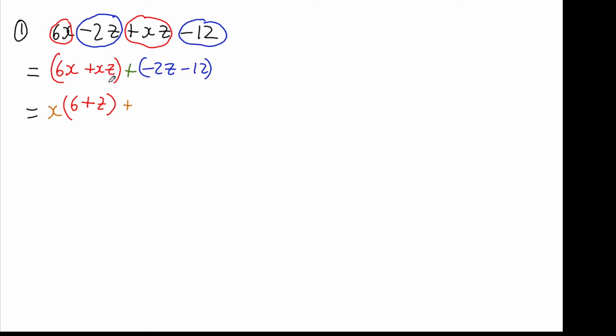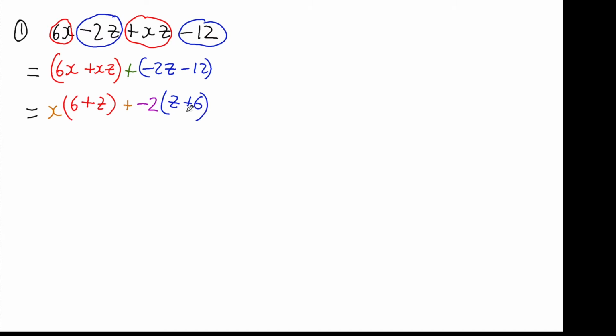The other thing I want to make sure of is these two brackets should end up the same. The terms in the first bracket are positive, so I need to make the other one positive too, which means I do want to bring out that negative. So I'm going to factorize out a negative 2 and then leave inside, well, negative 2 divided by negative 2 is 1, so the z will just be left. And negative 12 divided by negative 2 is plus 6. So now I have x outside of 6 plus z, plus negative 2 outside of z plus 6.